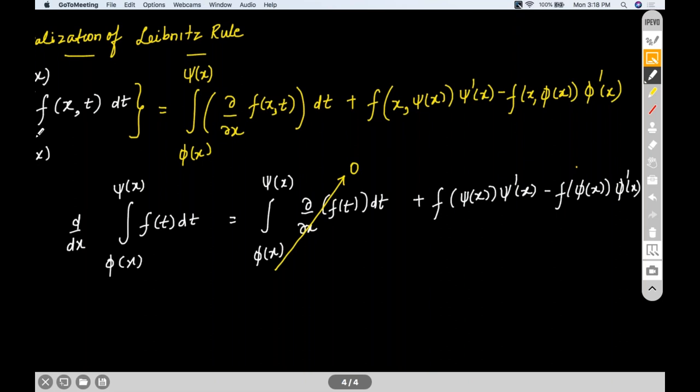Okay, is that fine? Any questions regarding this form? So please note down this formula. Okay, there's an additional term over here. Remember, you have to partially differentiate with respect to x, and whatever remains, you have to integrate with respect to t from phi x to psi x. And these two results are more or less very similar to what we did in the first form of Leibniz rule.